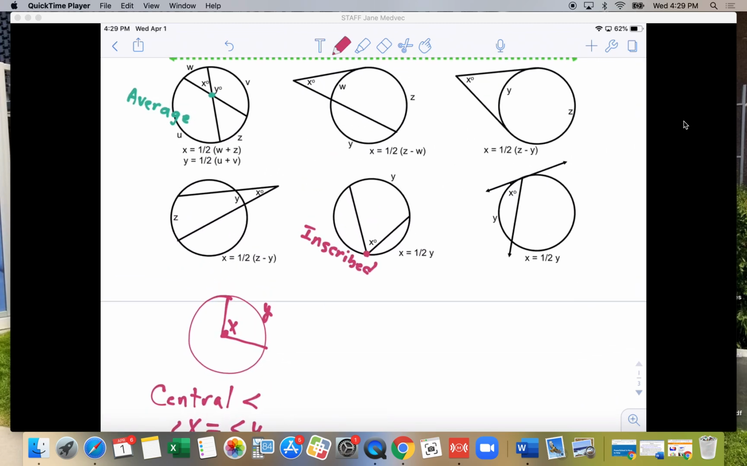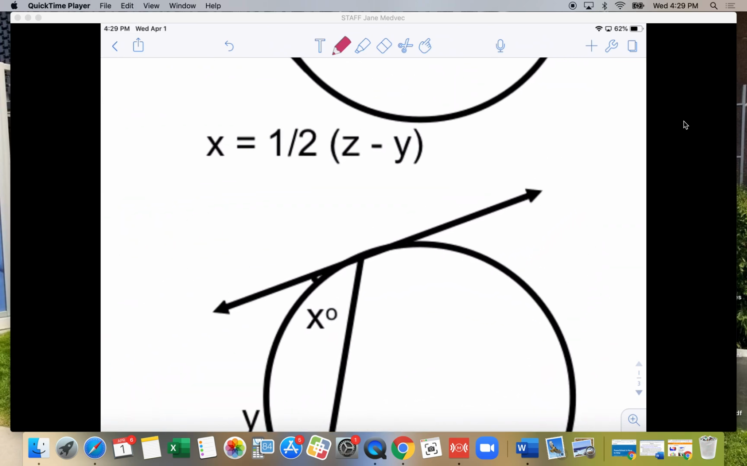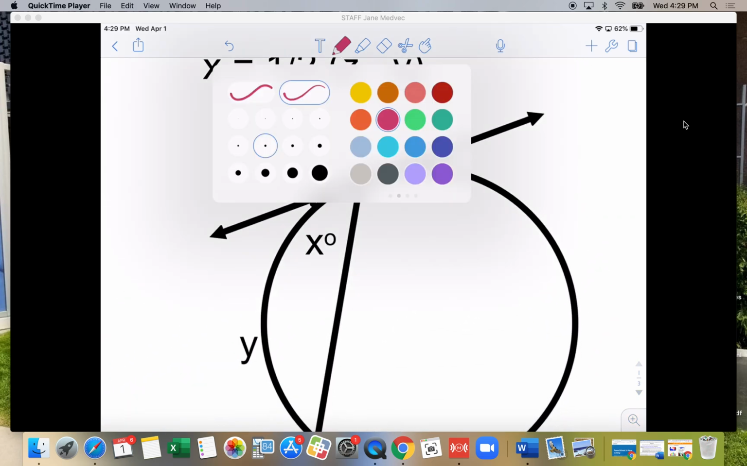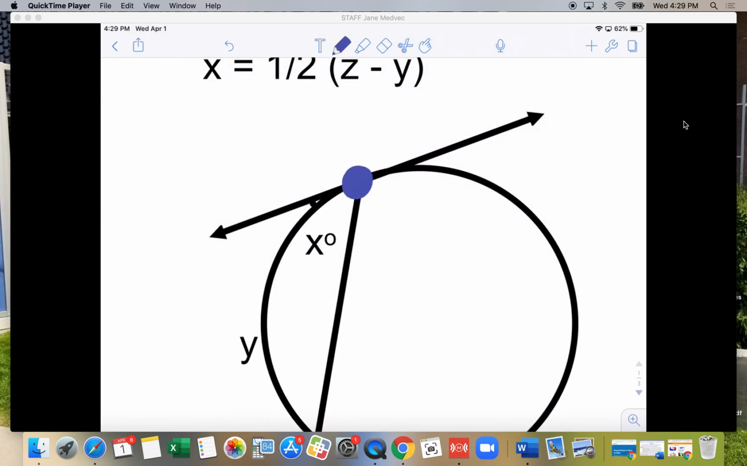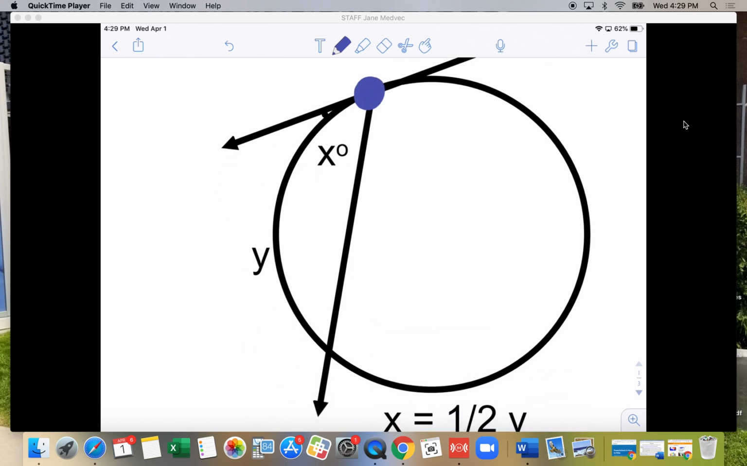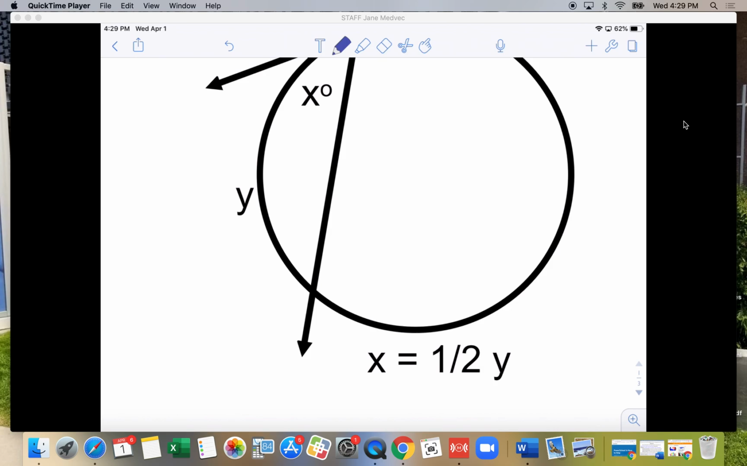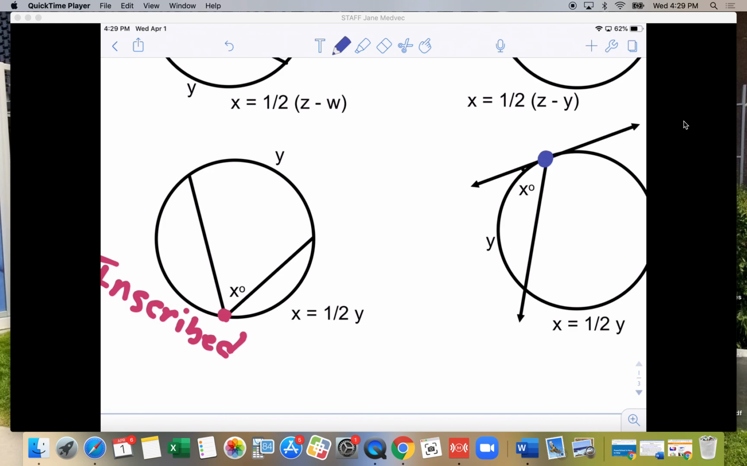Right? There is another one, where the intersection is on the circle, but it's different. This is a tangent line, and this is a secant that comes off of it. When we looked at that, x is also smaller. It's 1/2 y. So it's very similar to the inscribed angle. The angle is going to be half. So again, that divide by 2 or multiply by 2 idea.